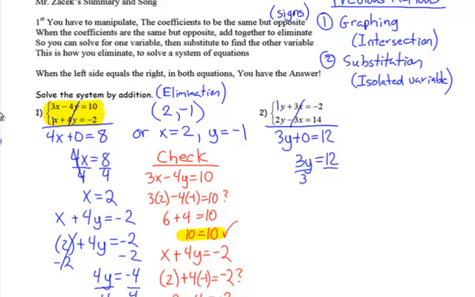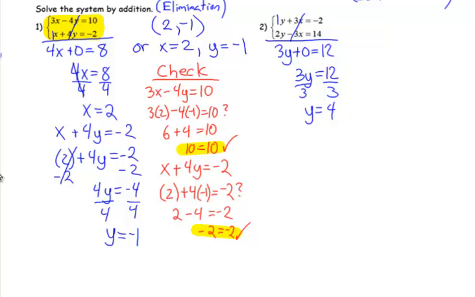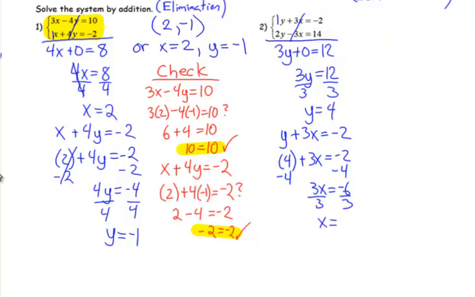When the coefficients are the same but opposite, add together to eliminate, so we can solve for one variable. We get y equals 4. Now substitute to find the other variable. Pick one of the original equations. It doesn't matter which one you pick. Okay, I'm going to do this first one. So let's do 4 plus 3x equals -2. You're going to subtract 4. So 3x equals -6. Divide by 3. X equals -2. And y equals 4. So our solution is the point -2, 4.